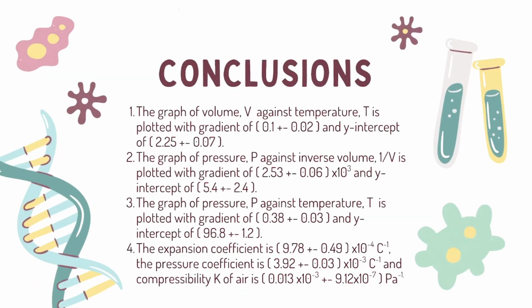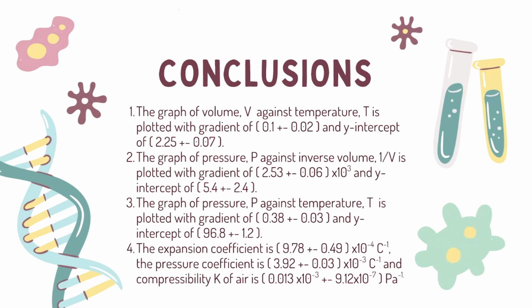Next is conclusion. The first one is the graph of volume against temperature is plotted with gradient of 0.1 plus minus 0.02 and y-intercept of 2.25 plus minus 0.07. The second one is the graph of pressure against inverse volume is plotted with gradient of 2.53 plus minus 0.06 times 10 to the power of 3 and y-intercept of 5.4 plus minus 2.4. The third one is the graph of pressure against temperature is plotted with gradient of 0.38 plus minus 0.03 and y-intercept of 96.8 plus minus 1.2.